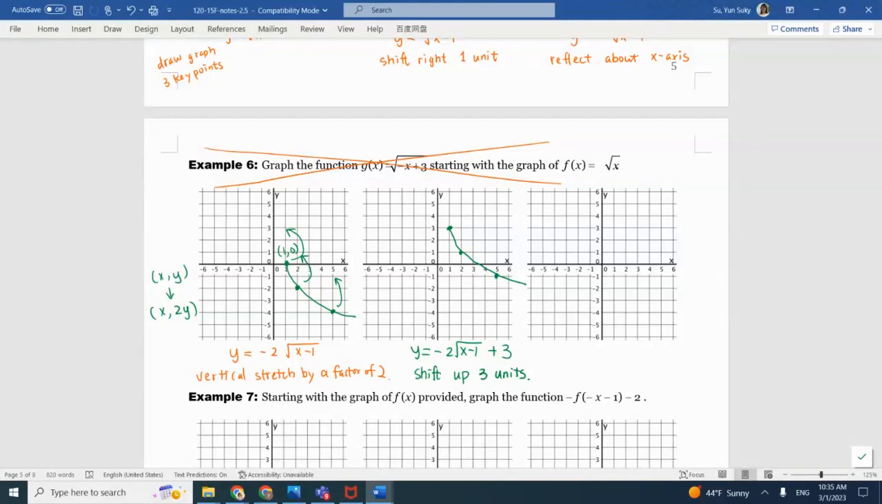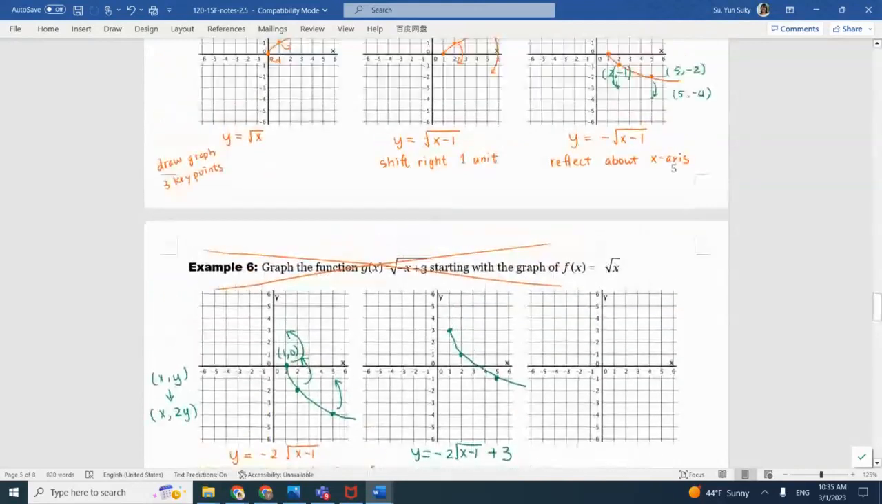Instead of shifting to the right, you might have shifted to the left. Okay, so if you change the order, the transformation will change. So the order is very, very important.